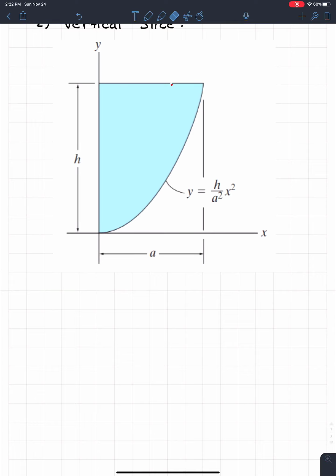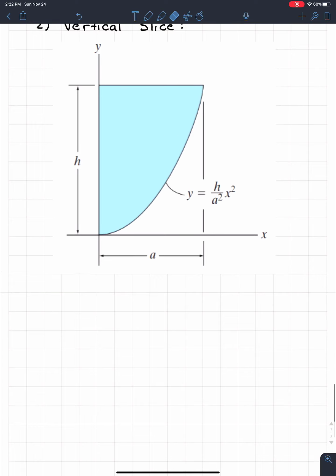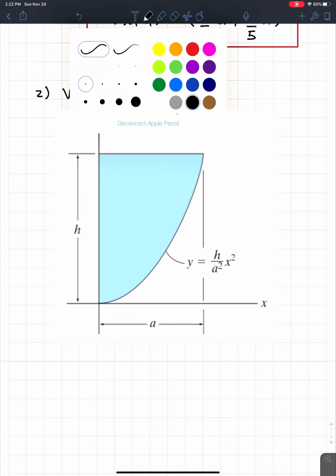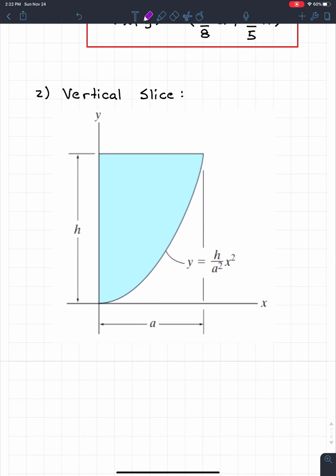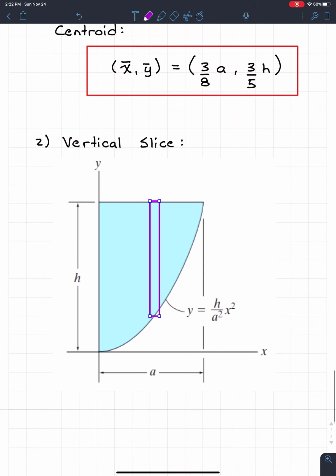So I'm going to erase this because we're done with horizontal slice. Get rid of these slices. So now we're going to do a vertical slice. So just like the horizontal slice, a vertical slice can be absolutely anywhere on the curve. So I'm just going to put one right here. Remember, the whole point of our vertical slice is to figure out what dA, y squiggle, and x squiggle are. So this is my vertical slice.